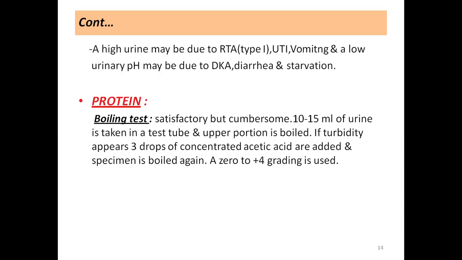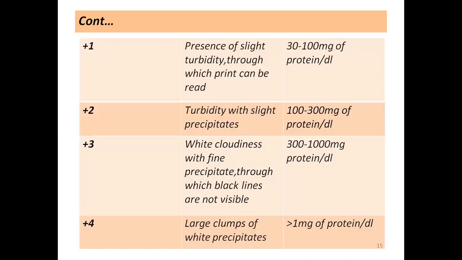So in a report, if we are looking at a physical, printed report, we see plus marks written in it. The protein is plus one. A single plus would be drawn, or a double plus, or a triple plus, or 4 plus. So what is the inference of that? If we have a single plus, it is the presence of light turbidity through which print can be read. It's around 30 to 100 milligrams of protein per deciliter.